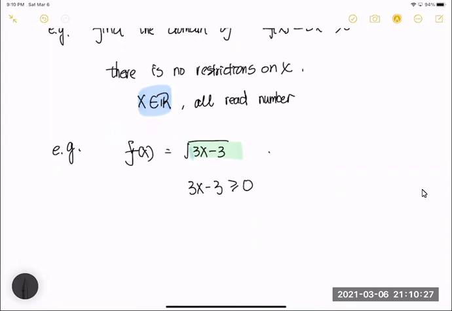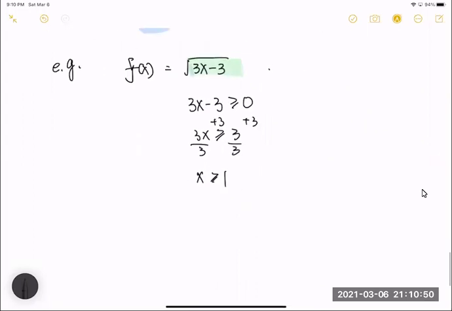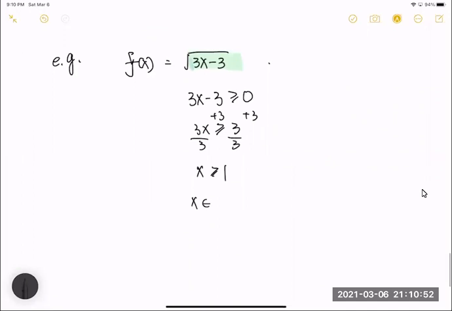And then we solve it. We have 3x greater than or equal to 3. We add 3 on both sides, and then we divide by 3. Since we divided by a positive number, we don't need to flip the sign. Remember, if you divide by a negative number, you have to flip the sign. So x is greater than or equal to 1. So this is the domain of this equation. You can write it as 1 to infinity, including 1.